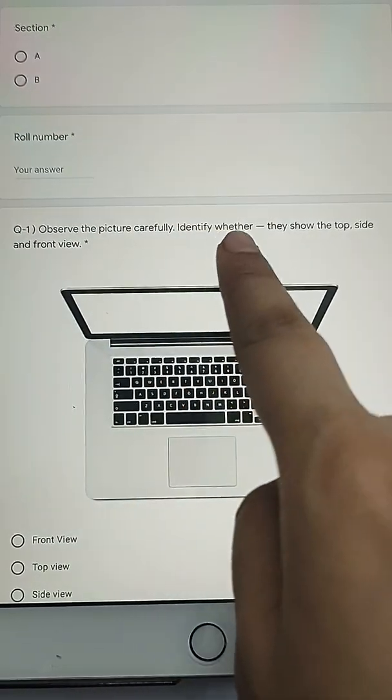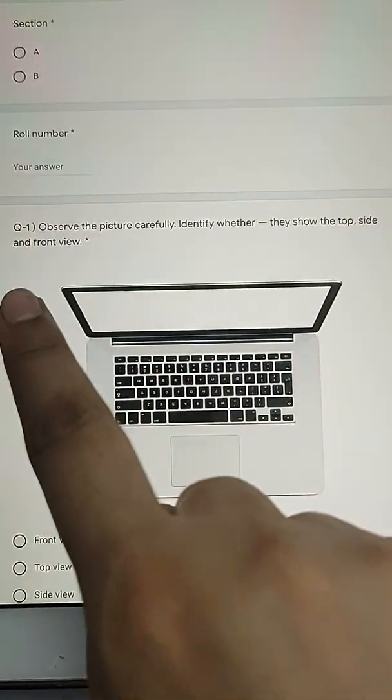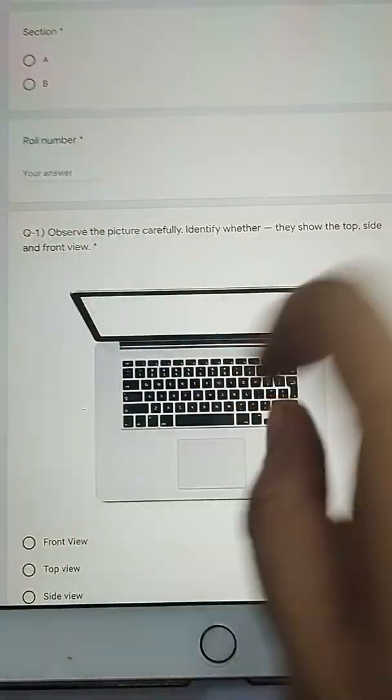This is the answer key of Test 2, Views and Maps. Understand the concept properly. Observe the picture carefully and identify whether they show the top, side, or front view.